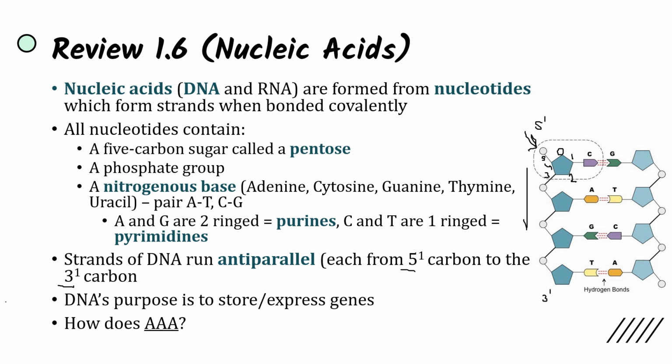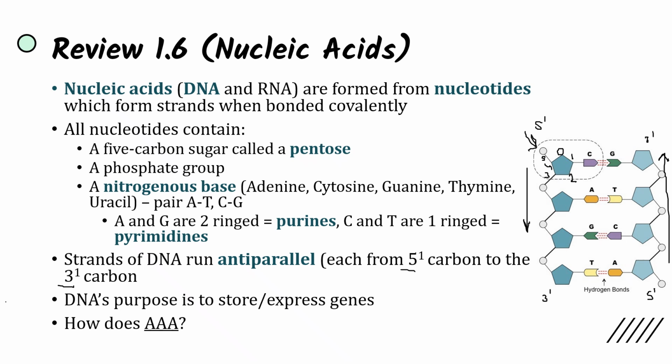This strand is going to run in this direction. However, the 5' carbon for this other strand is here and 3' is there. We're running in that direction. So they're running in opposite directions, but they are still parallel. And we mentioned that nucleotides are bonded covalently. So they're bonded covalently between the phosphate groups and the 5-carbon sugar.